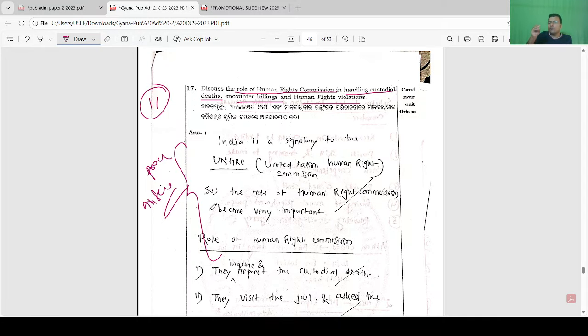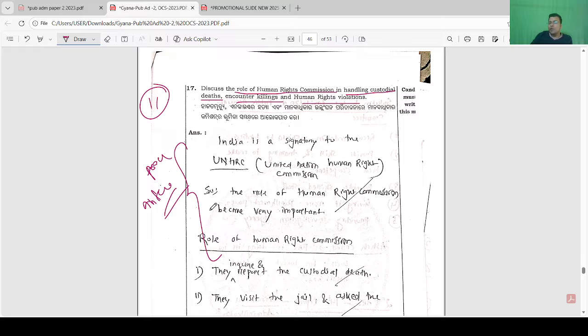Human rights are those rights entitled to an individual by virtue of he or she being a human being. Human rights are universal. The source of human rights is Magna Carta. And yes, UNHRC, United Nations Human Rights Commission.